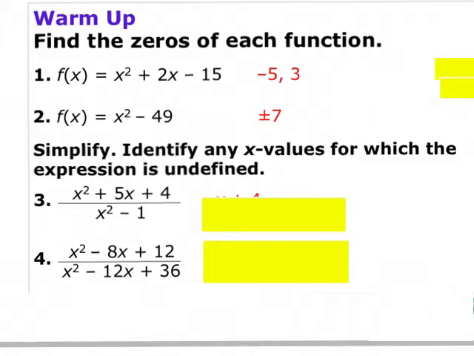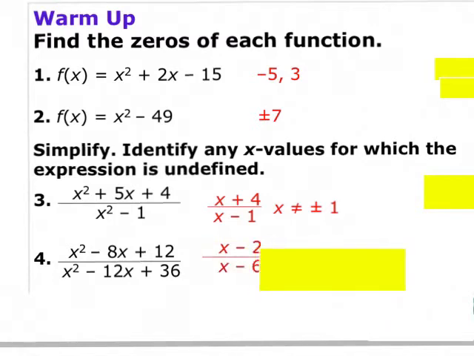For number 3, you factored the top into x plus 4, x plus 1, and you factored the bottom into x minus 1, x plus 1. And when you divide it out, you should have been left with this. Now remember to always restrict the domain. And for number 4, you factored the top, you factored the bottom, divided out, restricted the domain, and this was your answer for this one.